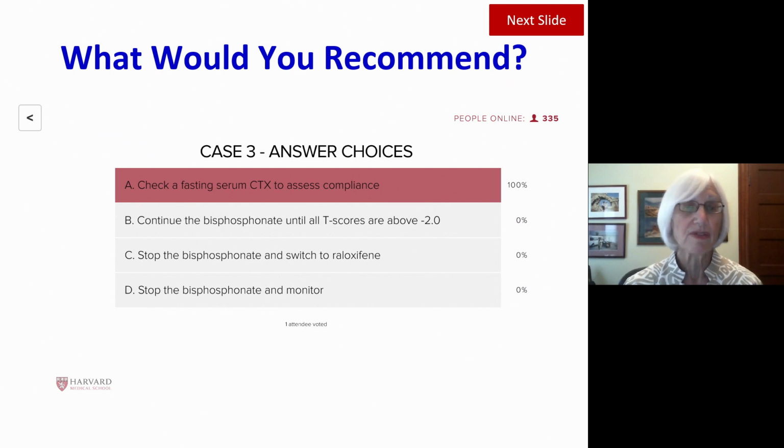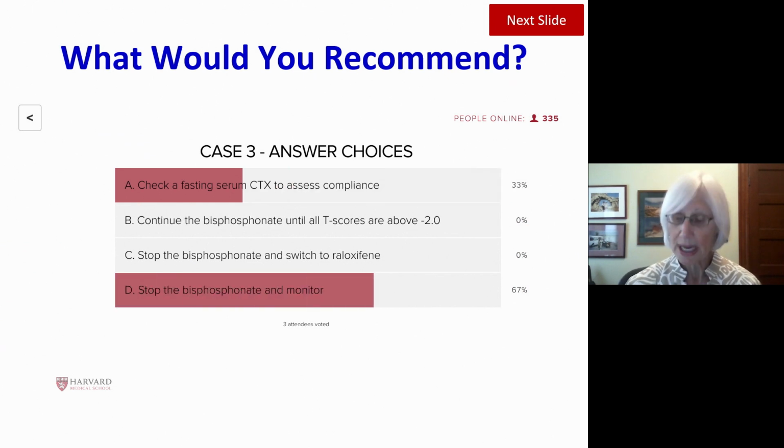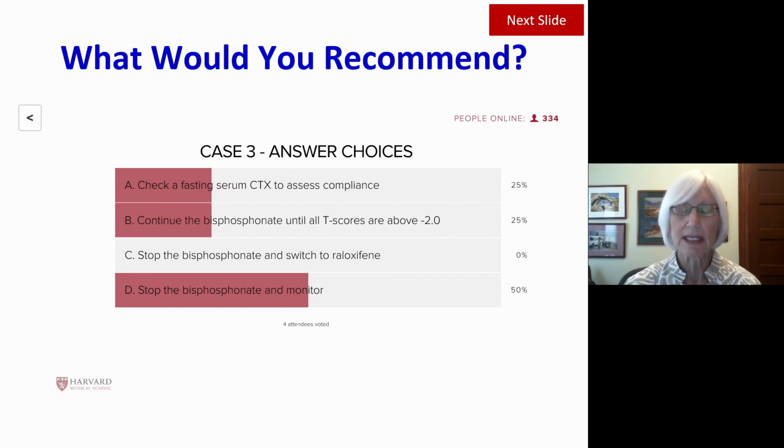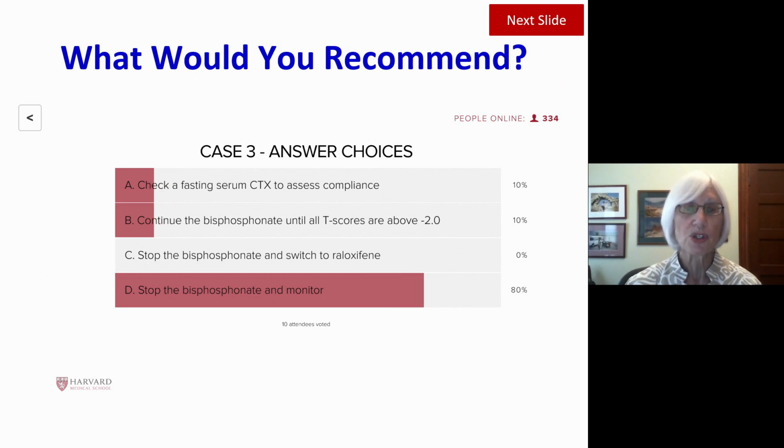A, would you check a fasting serum CTX to assess her compliance? B, continue the bisphosphonate until all T-scores are above minus 2. C, stop the bisphosphonate and switch to raloxifene. Or D, stop the bisphosphonate and monitor.